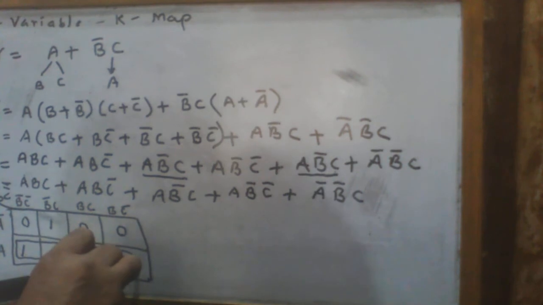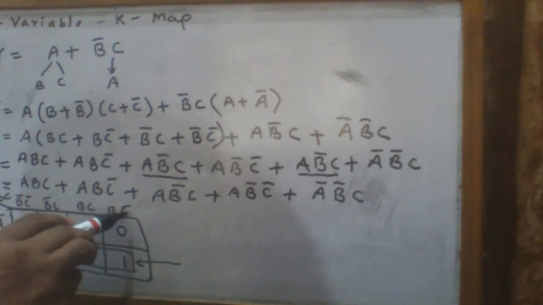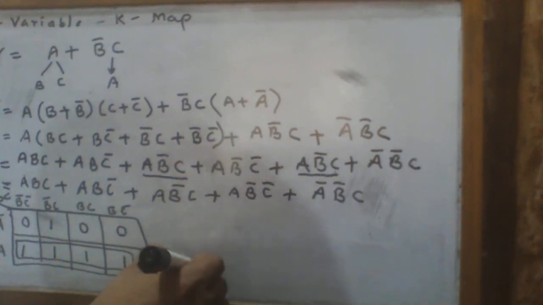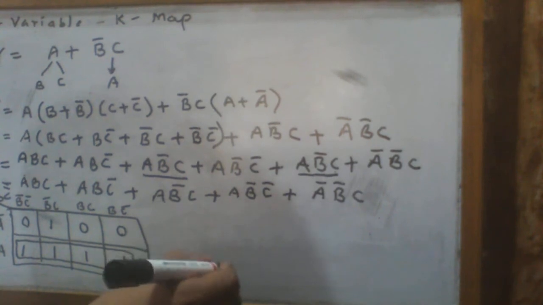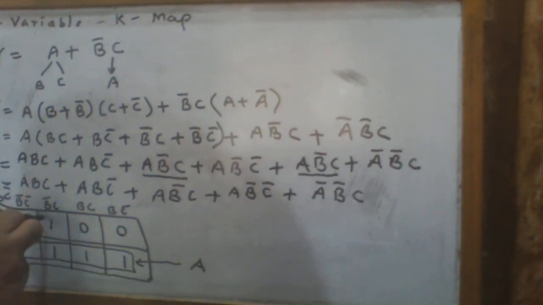and I will identify the common terms for all these 4 ones. The common term is A for all 4 ones. Here it is BC bar, B bar C, BC and BC bar. It is not common. A is common for all, and therefore I will write the equation as A for all these 4 ones. We can make another group of 2.